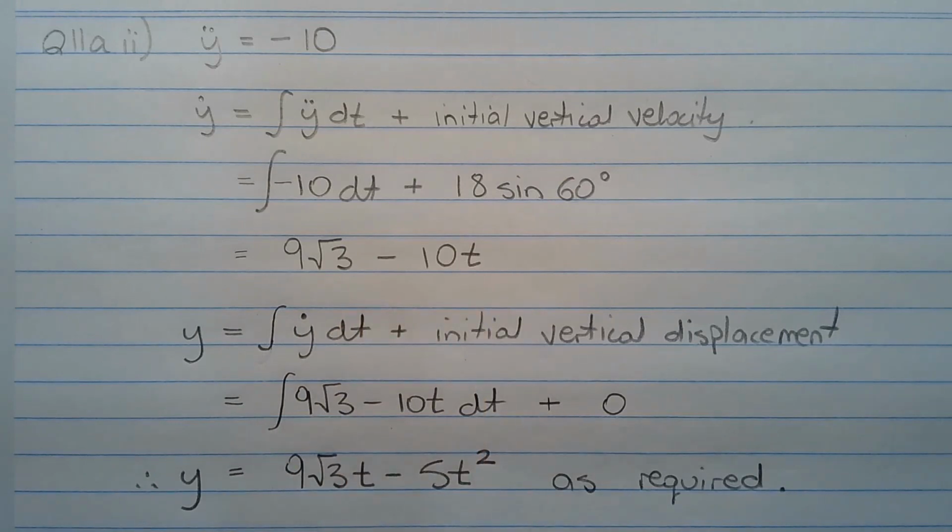minus 10t. Now the displacement of the particle in the vertical direction is equal to the integral of the vertical velocity with respect to time plus the initial vertical displacement. The initial vertical displacement is 0 because the particle is starting from the origin. So y is equal to the integral of (9 root 3 minus 10t) dt plus 0, which equals 9 root 3 times t minus 5t squared as required.